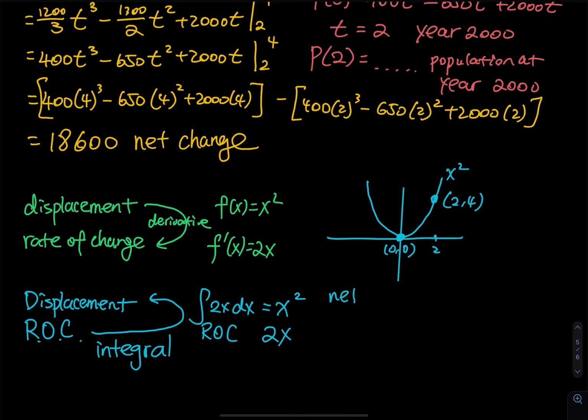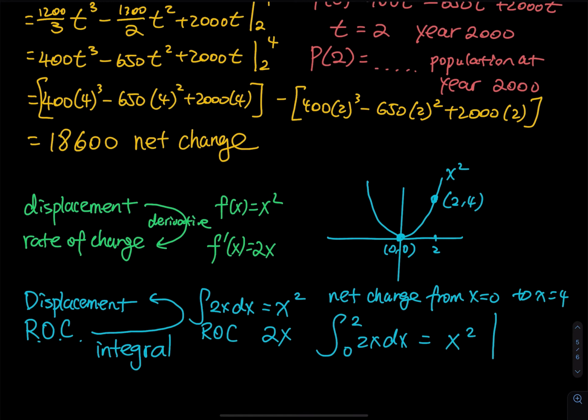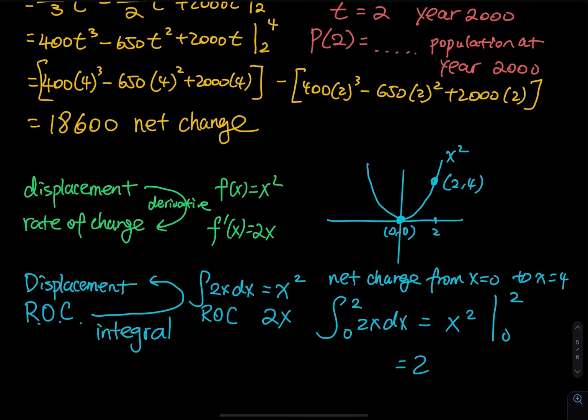We are trying to find the net change from x equals 0 to x equals 2. All you have to do is take the integral from 0 to 2 of 2x dx. First you obtain the displacement function x squared, such that x goes from 0 to 2. And then you plug in the 2, right? So that is 2 squared minus 0 squared, that is equal to 4.